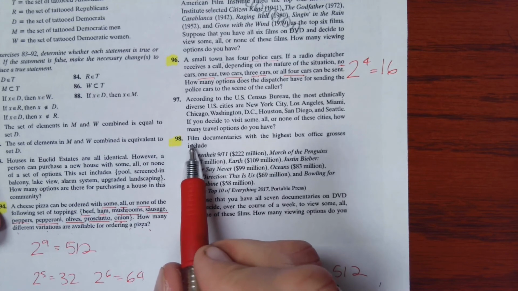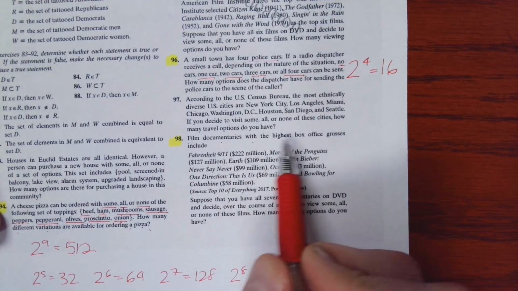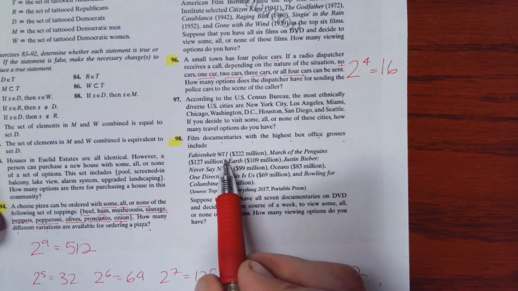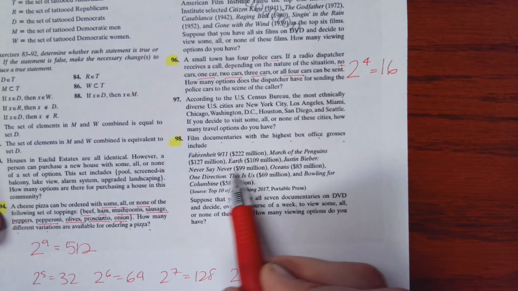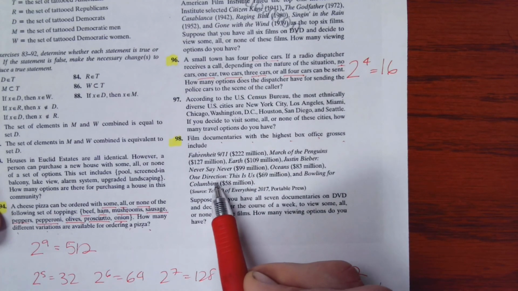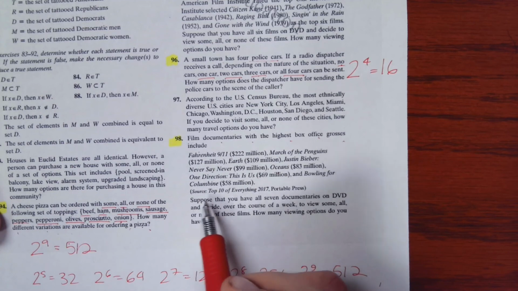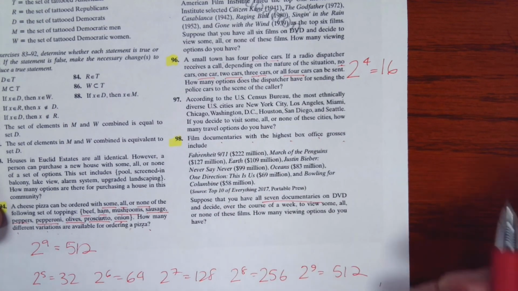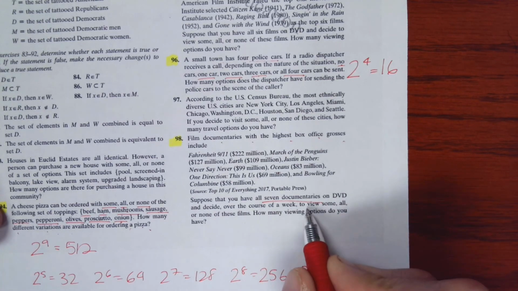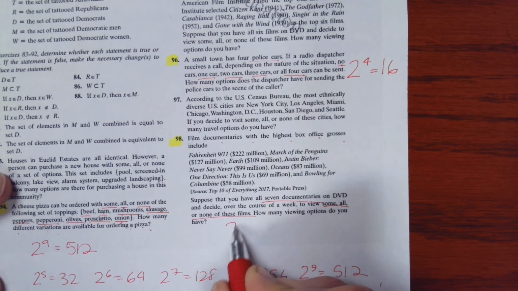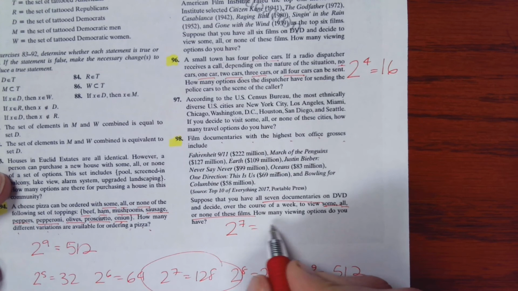And finally here, film documentaries with the highest box office grosses include Fahrenheit 9/11, March of the Penguins, Earth, Justin Bieber, Oceans, One Direction, and Bowling for Columbine. So how many is that? There are 7 documentaries. And you're going to watch some, all, or none of these films. So as far as your options, you would have 2 to the 7th, which right down here I see is 128 viewing options.